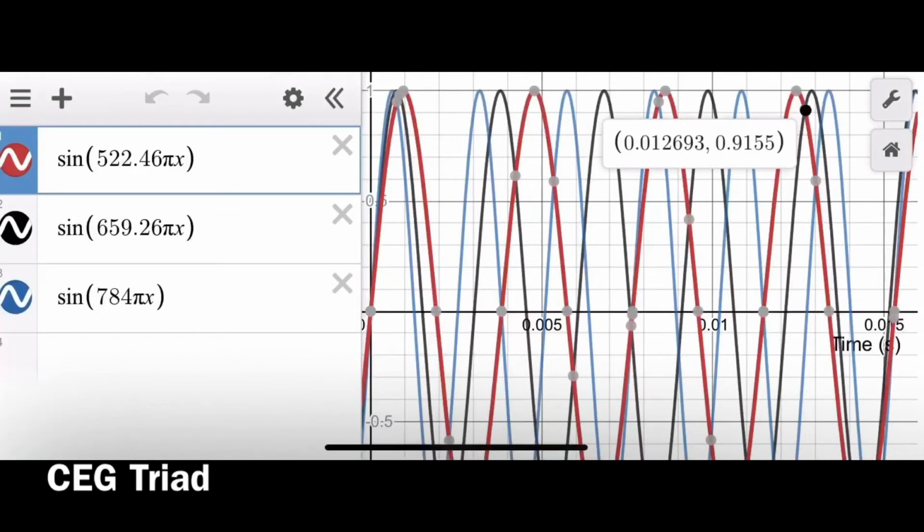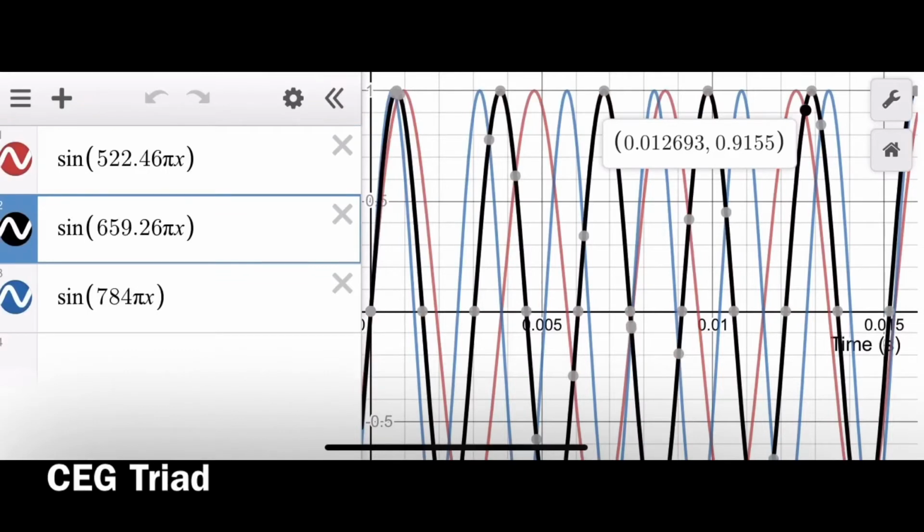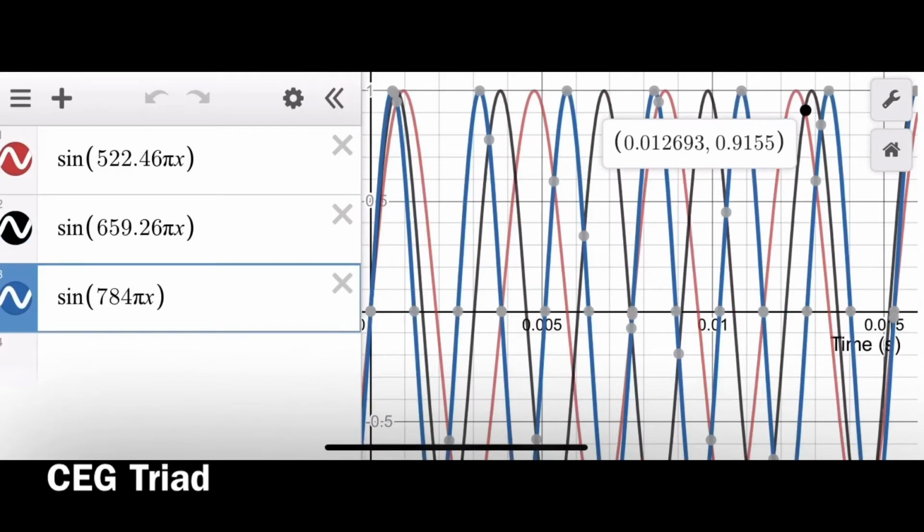The major triad, for example, is very pleasing to the ear, and the graphs of these sound waves actually make up a geometric series. The ratio of the frequencies of the major triad is 4 to 5 to 6. The major triad is an example of consonance as the notes are in harmony.